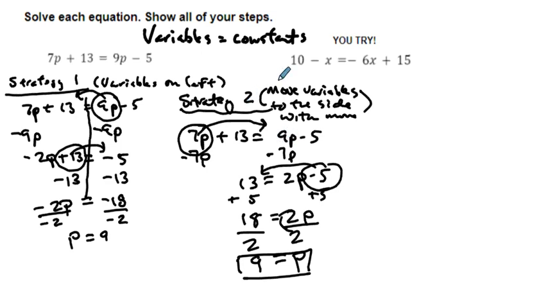All right, so now I want you to pause the video and I want you to try this problem right here. And you can use whichever strategy you want. So have at it, and then start up the video again, and we'll do the video solution.